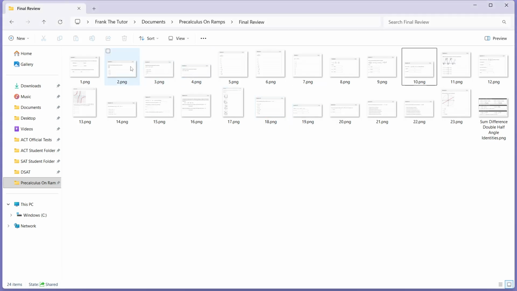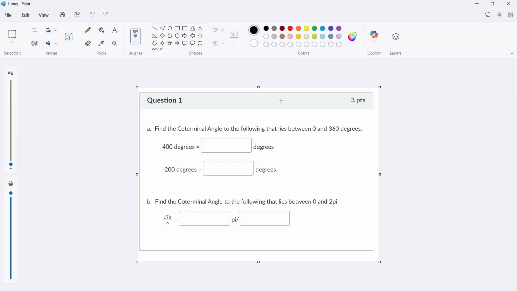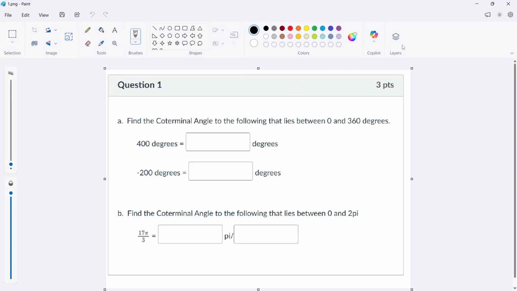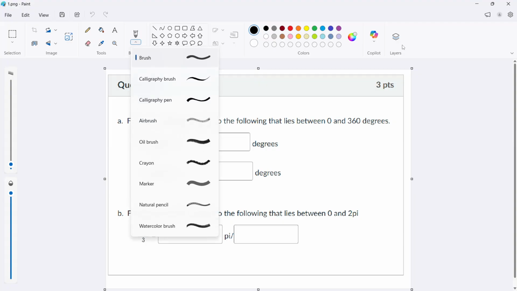This is Precalculus Onramps, final review, and I'll do questions 1 through 10. Find the coterminal angle to the following that lies between 0 and 360 degrees.